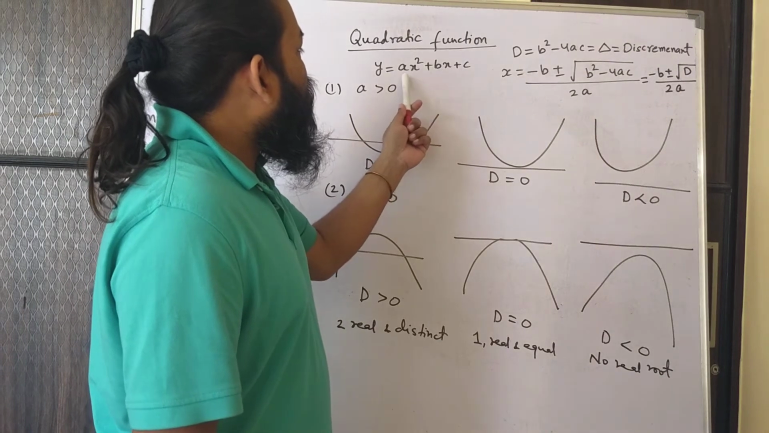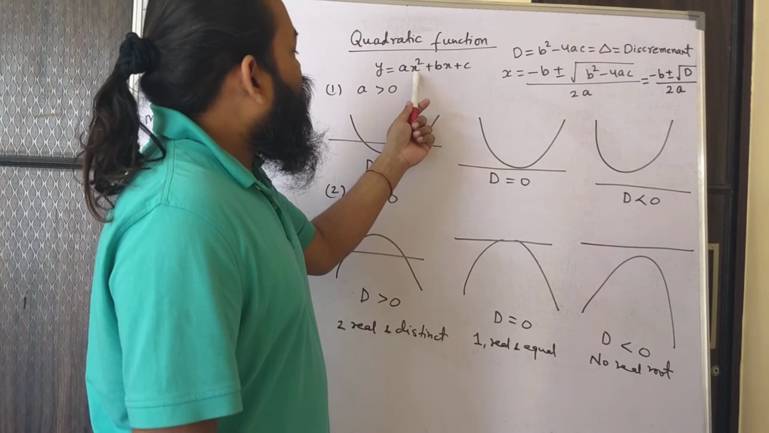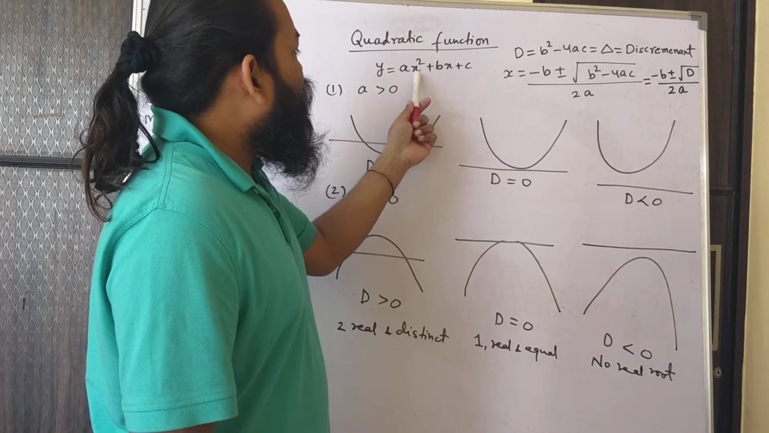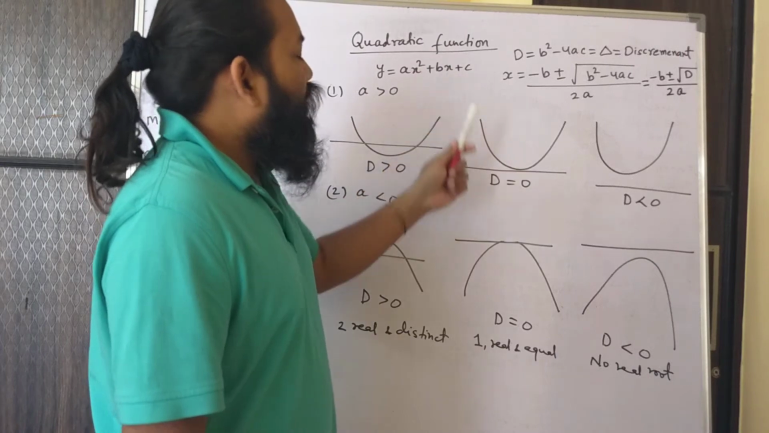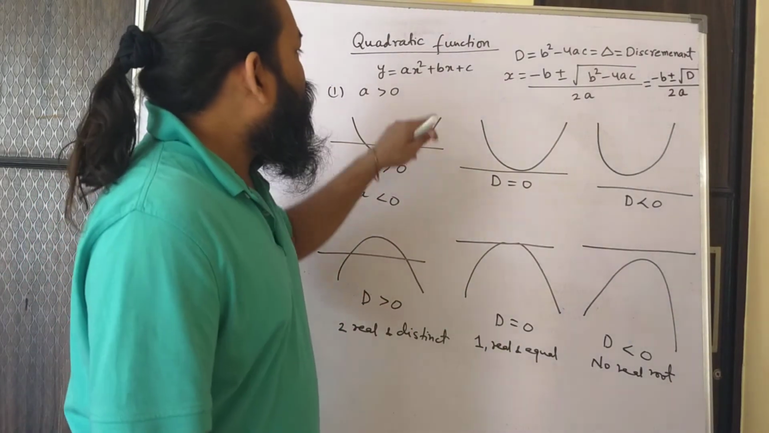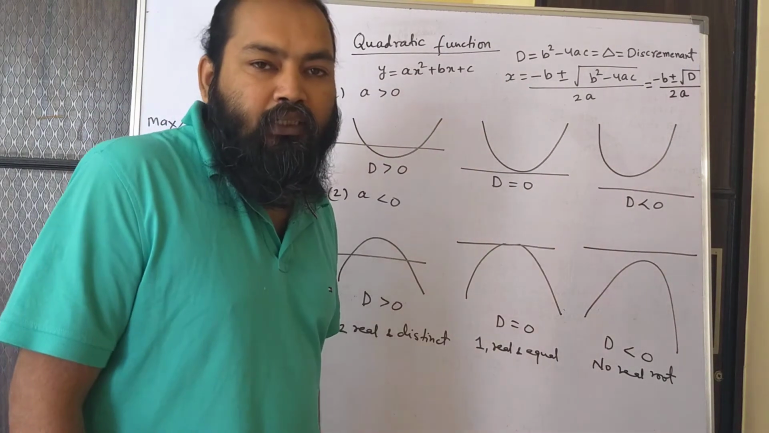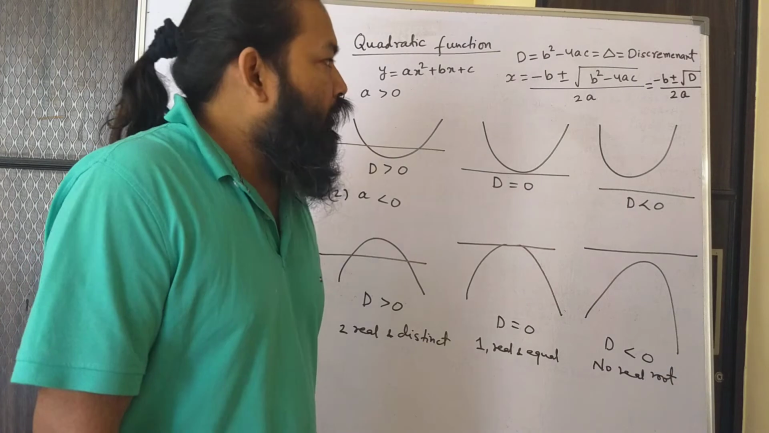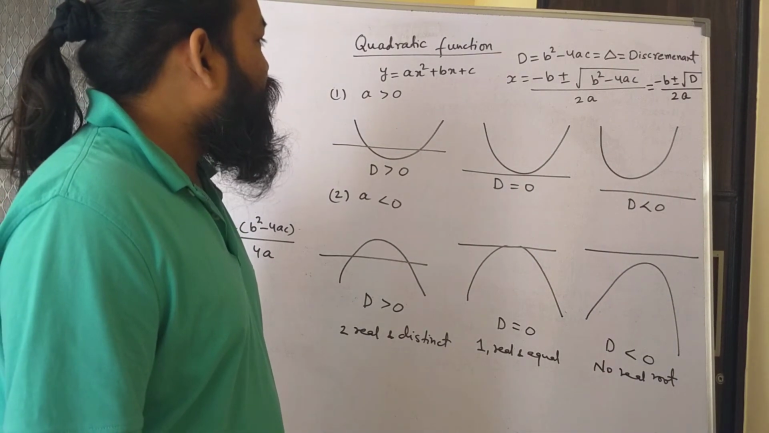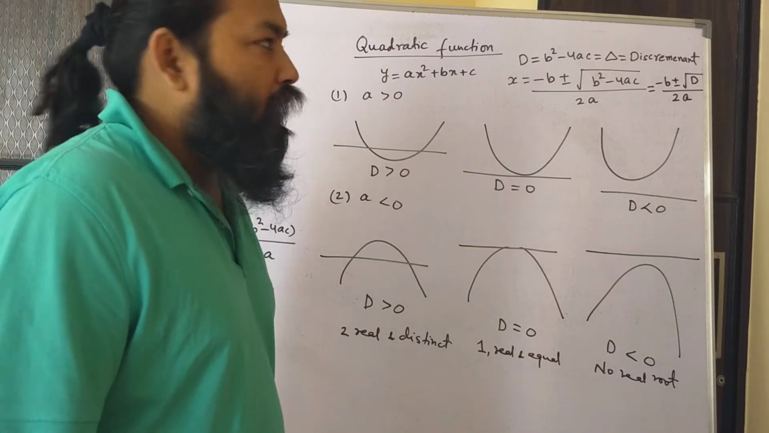See, every term has a constant and a variable, and the variables have a power. So the power of the variable here is 2, here it is 1, and the highest power is called the degree of the expression. The highest power is 2 here, so the degree is 2, that's why we call it quadratic. Now a is the coefficient of x square, b is the coefficient of x, and c is the constant term, right?